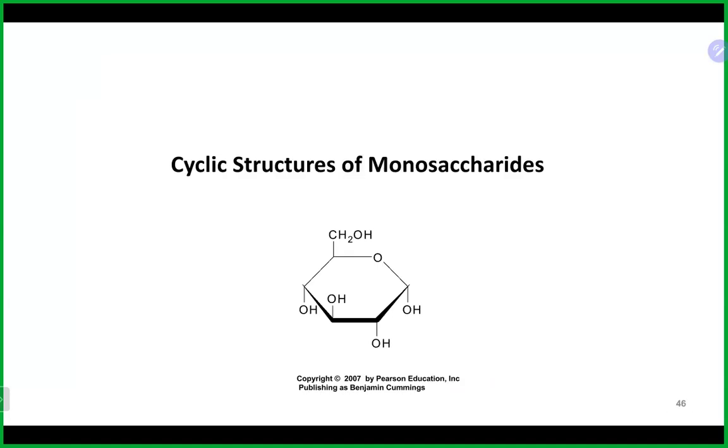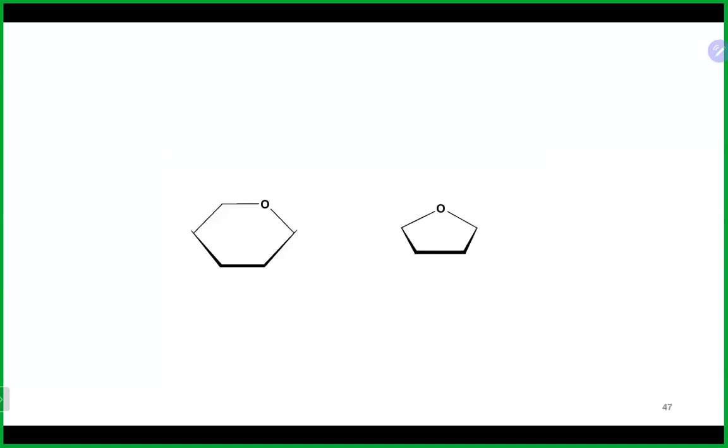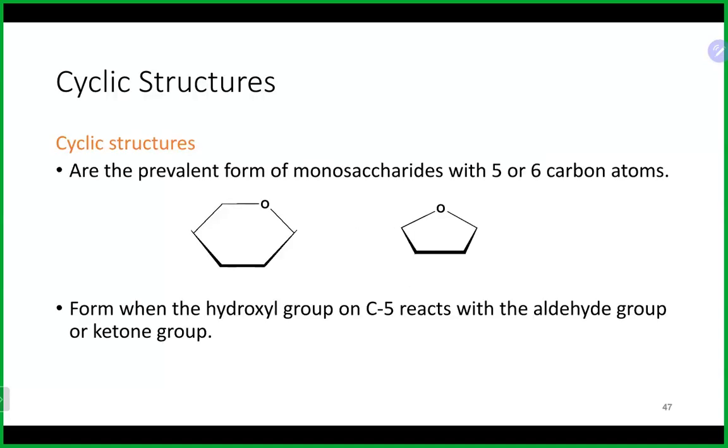So let's talk though a little about something we will be drawing, which is cyclic structures of monosaccharides. So monosaccharides can stay in the straight form, if you will, but they can also close up on themselves and make a ring structure, a cyclic structure. And really, the type of cyclic structures that we see in carbohydrates is similar to the ones that we see in organic chemistry. So you have either a cyclohexane ring, or a cyclopentane ring.